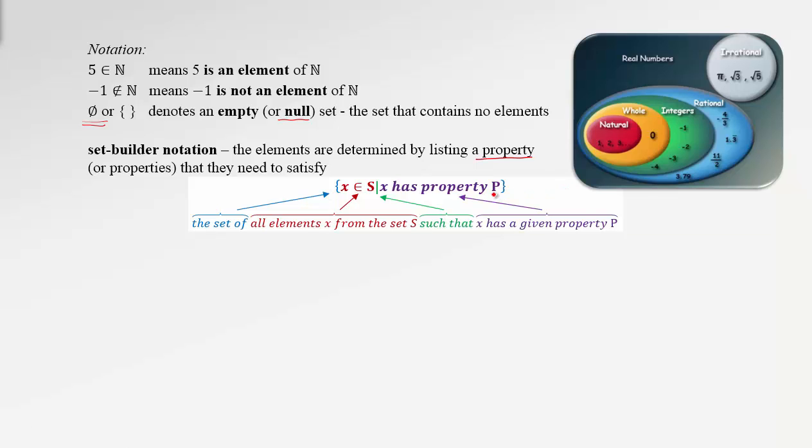So the general structure of how to read a set given in Setbuilder notation is as follows. We read: the set of all elements x from the set S such that x has a given property p. This first letter doesn't have to be called x. We can use some other letters, for example n or y or t, it doesn't matter. Usually if we talk about natural numbers or integers, we use n, and if we talk about some other numbers, real numbers, we usually use x.